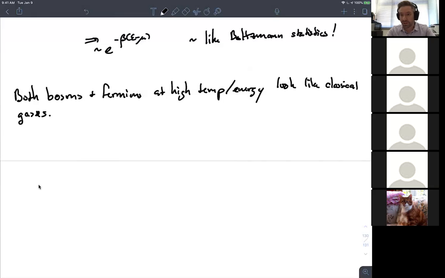What we're going to do on Wednesday is talk about what that looks like in detail. Specifically, we're going to talk about Bose-Einstein statistics, and I'm going to show you that at low temperatures, everything falls into the ground state. That is what you call a Bose-Einstein condensate. So on Wednesday, we're going to start talking about Bose-Einstein condensates.